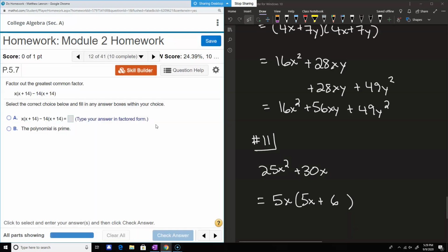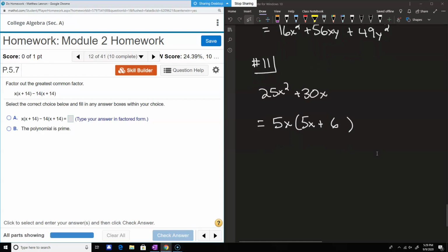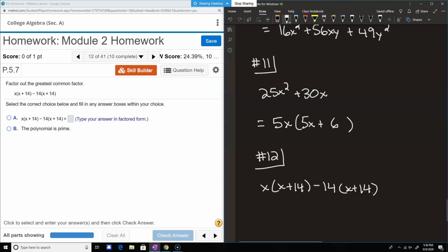Okay, and then it doesn't even just have to be a single number that you can factor out. Sometimes it can be an expression that matches. So that's the case here. If we have x times x plus 14 minus 14 times x plus 14, this entire expression of x plus 14 matches in both terms being subtracted. So we can actually factor that out.